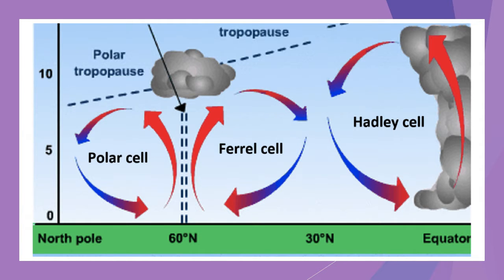This cool descending air stabilizes the atmosphere, preventing much cloud formation and rainfall. Consequently, many of the world's desert climates can be found in the subtropical climate zone. Surface air from subtropical regions returns towards the equator to replace the rising air, so completing the cycle of air circulation within the Hadley cell.